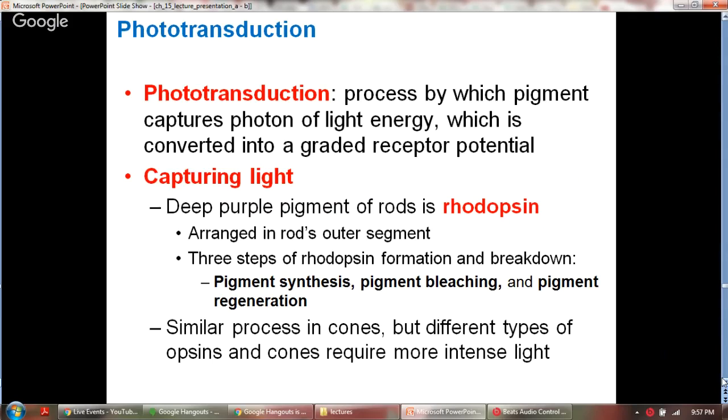With regard to capturing light, the deep purple pigment of the rods is rhodopsin. They are arranged in the rod's outer segment. Three steps of rhodopsin formation and breakdown happen: pigment synthesis, then bleaching, and then pigment regeneration. A similar process happens in cones, but with different types of opsins, and cones require more intense light.